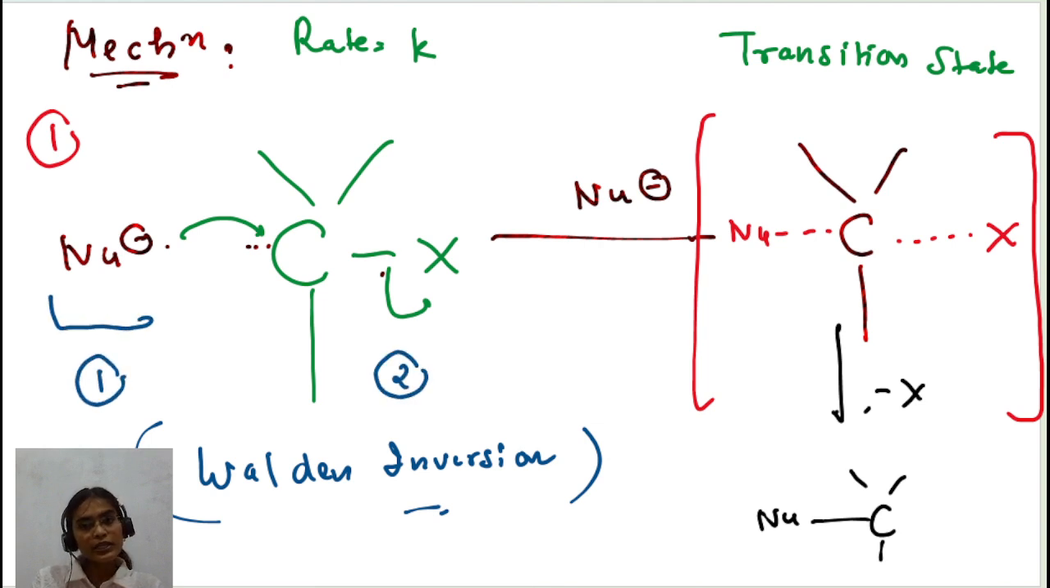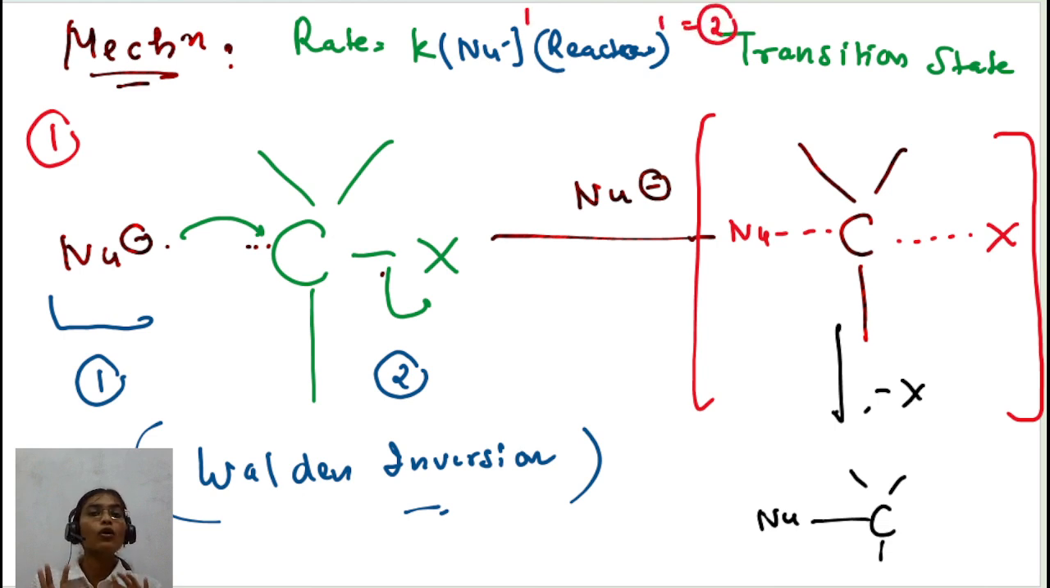So I can say the rate depends upon the nucleophile, and the rate also depends upon the reactant. So the rate depends upon two things: one is the reactant, one is the nucleophile. Total order is 1 plus 1, so it becomes 2. Two is the order of the reaction. In short, this is a second order reaction. I hope now you're able to understand why the mechanism is known as the SN2 mechanism. This is all for the SN2 mechanism, a second order reaction.